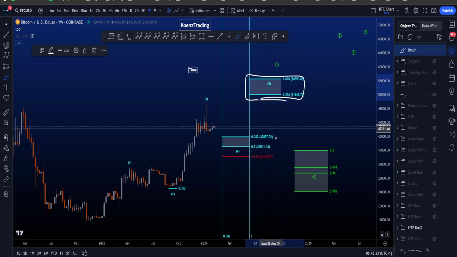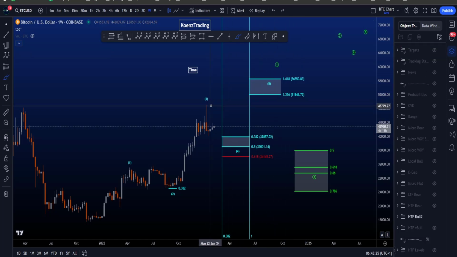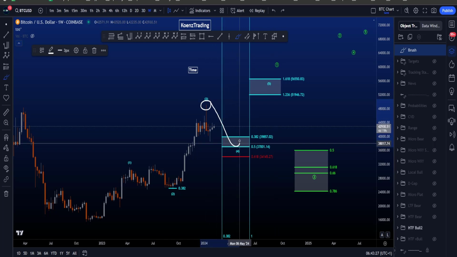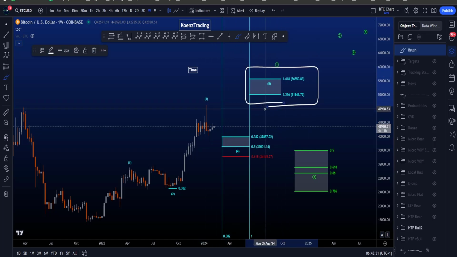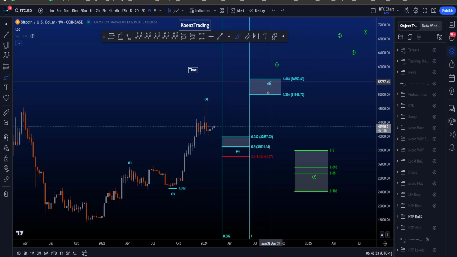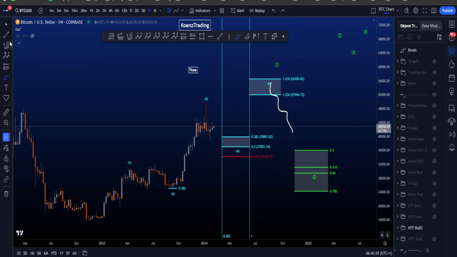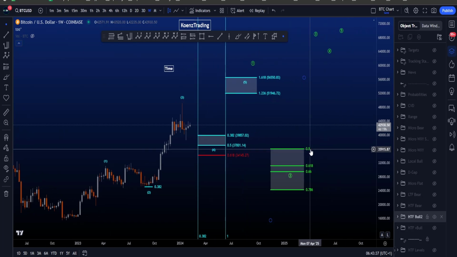Common target areas, the 1.236 to the 1.618. I pulled it from the high of 3 to the 0.5 over here, giving you then a target area between 51.9k and 56.5k, after which we want to see a retracement to the downside in a wave 2.